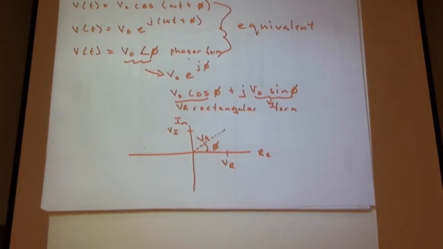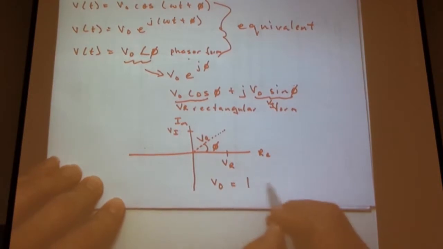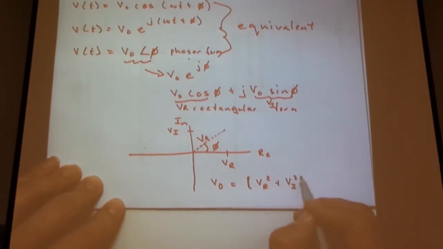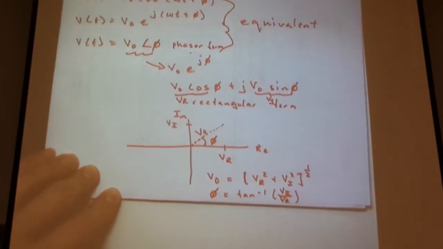And we can rewrite that out again. V naught equals the square root of VR squared plus VI squared, that's the Pythagorean theorem, and phi equals tangent minus 1 of VI over V real. And again, this was all in the lab.